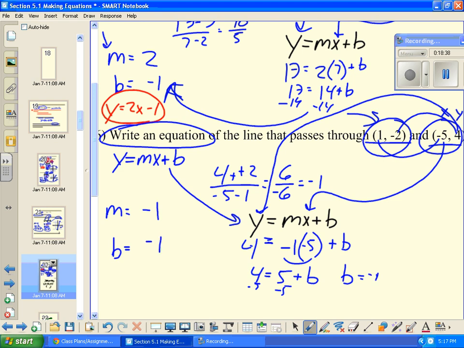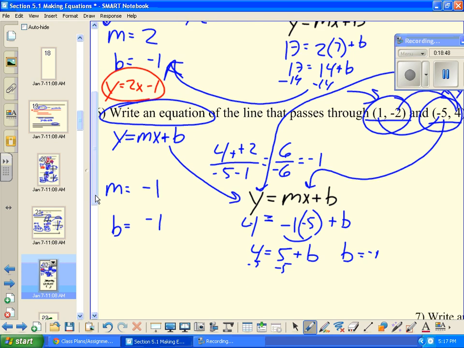I know it seems like a bunch of things ended up being 1 or -1 in my examples, but just realize that isn't always going to happen. So sometimes you get 3 and 4, or 8 and 2. Could be any different numbers, but I guess some of mine just worked out and they end up being -1 or 1 a lot. So good. I've got the two things I need, the slope and the y-intercept. So what's my equation? y equals -1x minus 1.